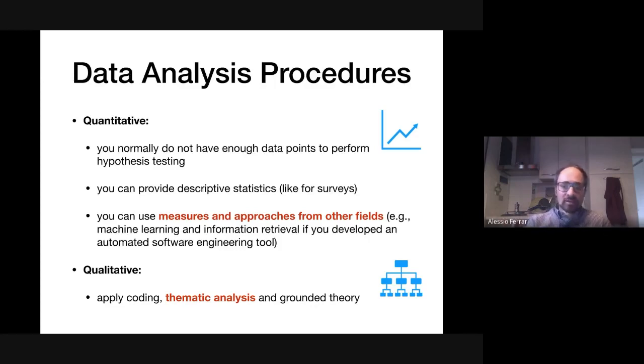Or, as is quite common now, if you introduce a tool based on natural language processing or any machine learning approach in a company for supporting automated software engineering, so software engineering that is supported by a tool like automated traceability, or automated code generation, of course, it is not based on information retrieval or machine learning itself, but it is still a task for automated software engineering. You need to resort to measures that come from this other field to evaluate how good your performance is. For qualitative, you use qualitative methods, so apply coding, thematic analysis, and grounded theory, as we have learned.